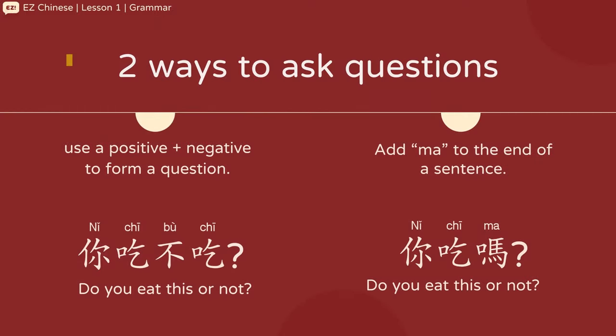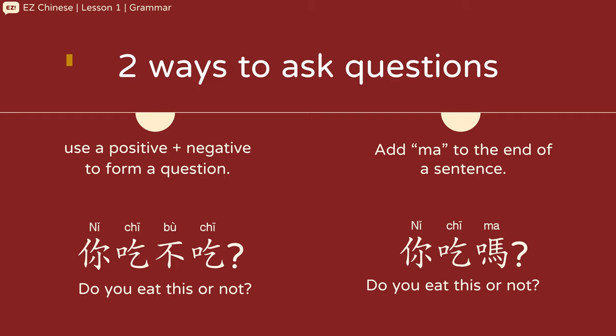Two ways to ask questions. Use a positive plus negative to form a question. 你吃不吃? Do you eat this or not? Add ma to the end of a sentence. 你吃吗? Do you eat this or not?